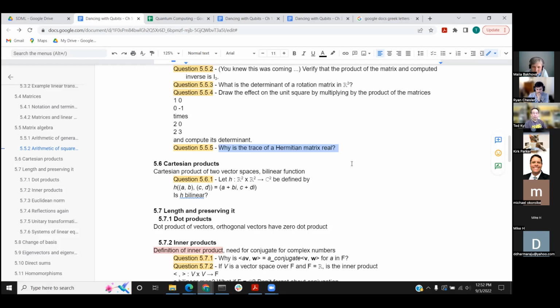So the diagonal of a Hermitian matrix is real because it has to be self-conjugating. Is that right? And so that would be why the trace would be real as well. Exactly. So when you take the adjoint, it has to already be real.